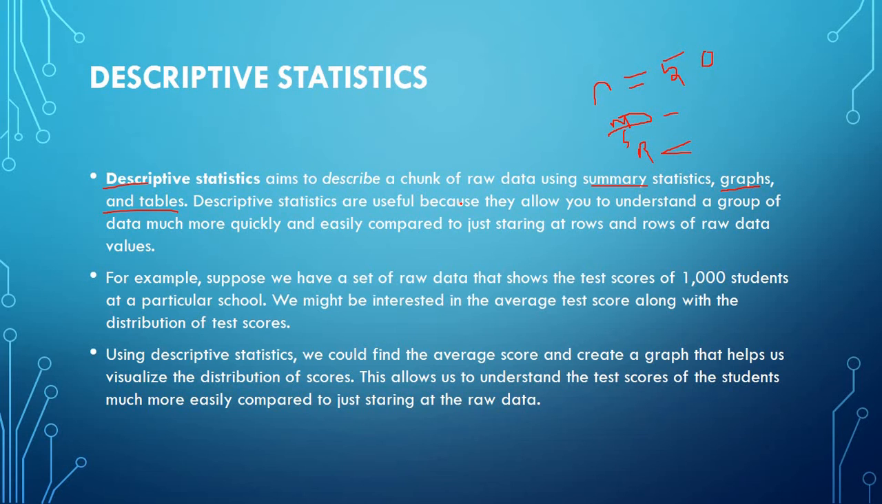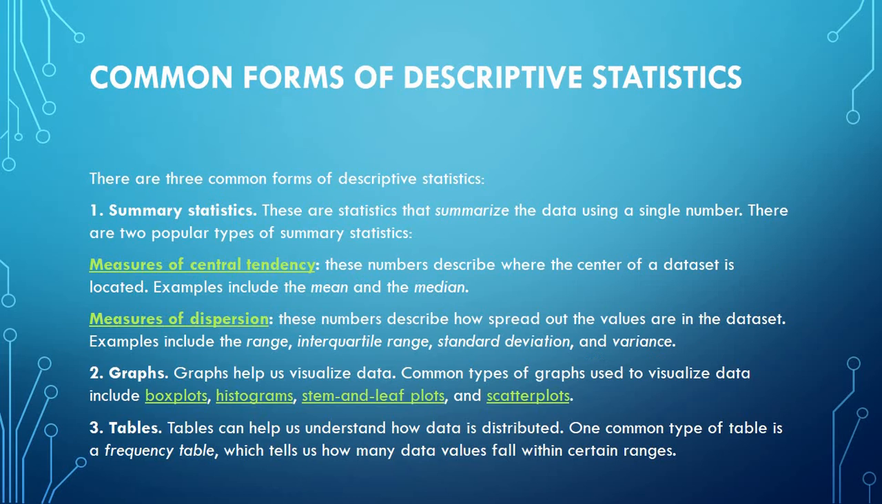Descriptive statistics are useful because they allow us to understand a group of data much more quickly and easily compared to just staring at a row of raw data. See, this is the use of descriptive statistics. For example, suppose we have a set of raw data that shows the test scores of 1,000 students at a particular school. We have 1,000 students, n equal to 1,000. When we see the n value, this is a large value, so we can take a sample also and test. But nowadays in software, you can just give the command and get the mean value, so we don't need to worry. Okay. See, now, what are the common forms of descriptive statistics?